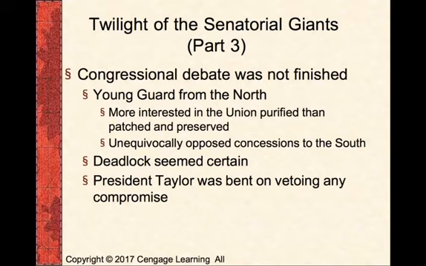The young guard from the North was more interested in the Union purified than patched and preserved. And so the new, younger congressmen from the North were okay with the idea of the South splitting away if it would make the Union pure of slavery. Deadlock seemed certain, and President Taylor, being a slave-owning Southerner, was bent on vetoing any compromise that came out of Congress.